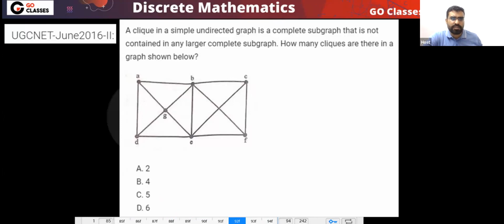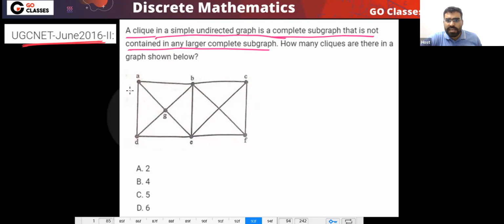This is your UGC NET question, UGC NET 2016. What is the answer? Read the definition. A clique in a simple undirected graph is a complete subgraph that is not contained in any larger complete graph. Can anyone tell me from this definition what this clique means? Is this the definition of clique that we have seen?